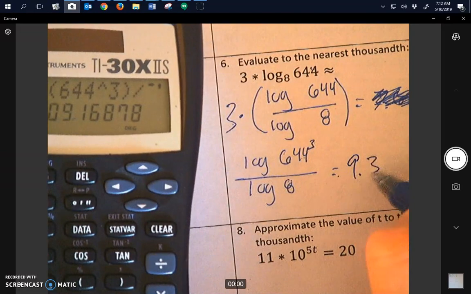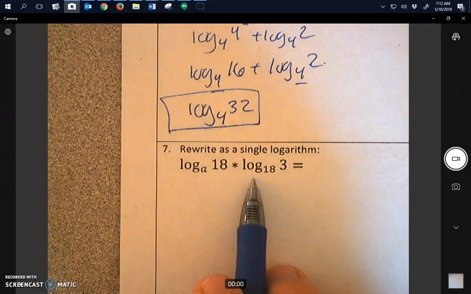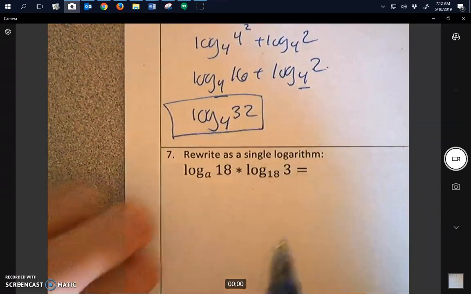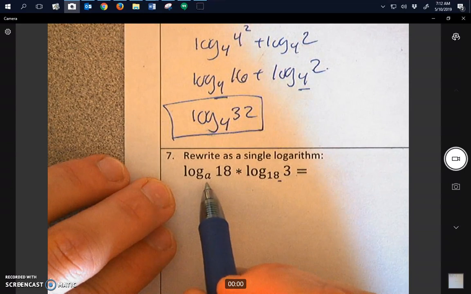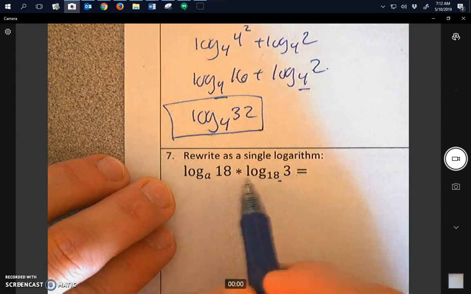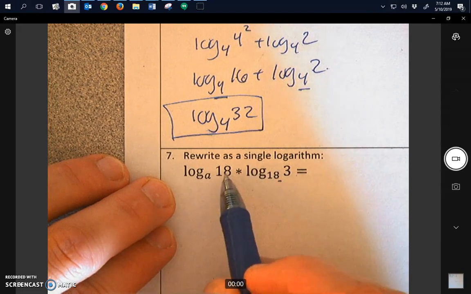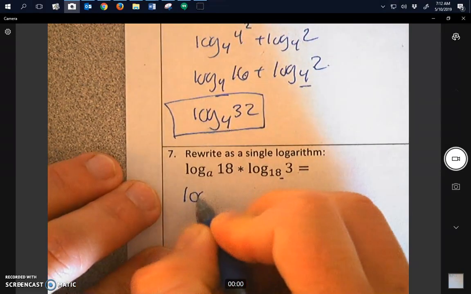And we get 9.331 as well. Okay, next question. Rewrite as a single logarithm, very similar to this problem up here, except we have a variable in here. We can't combine these two directly, they're different. So what we want to do is rewrite these with a change of base.